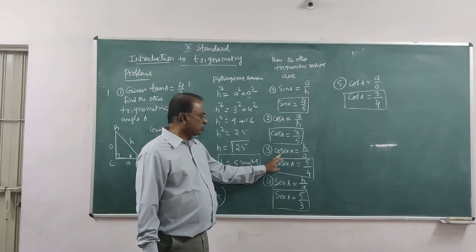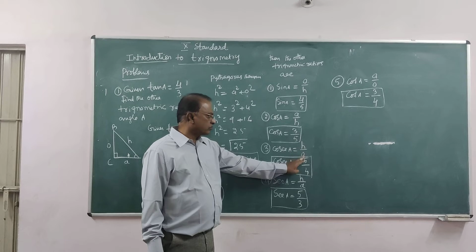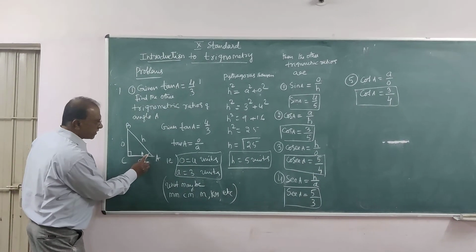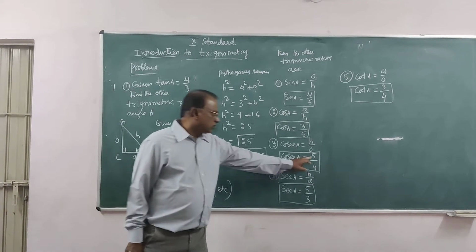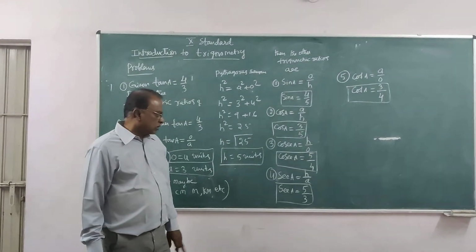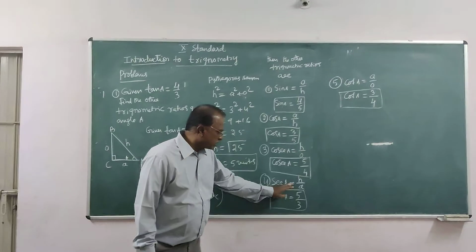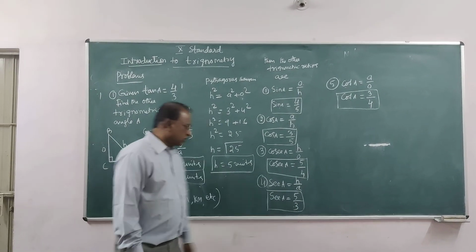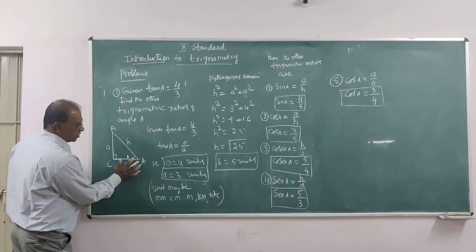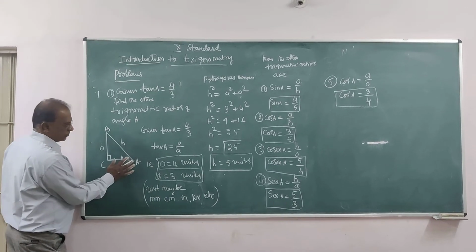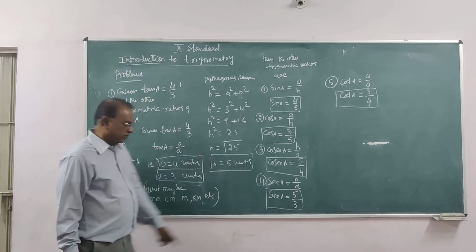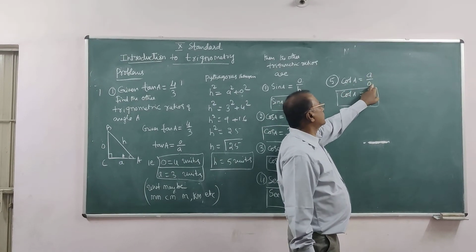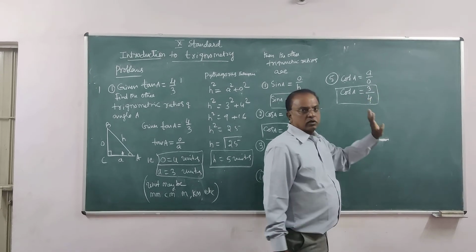Similarly, the trigonometric ratio of cosecant A, by definition, is 5 by 4. The trigonometric ratio of secant A, H by A, by definition, is 5 by 3. Similarly, the trigonometric ratio of cot A, by definition, is 3 by 4.